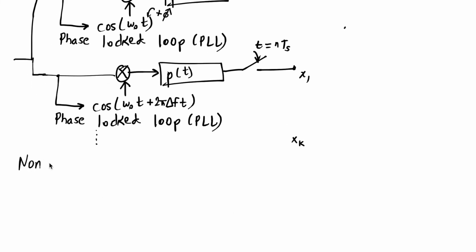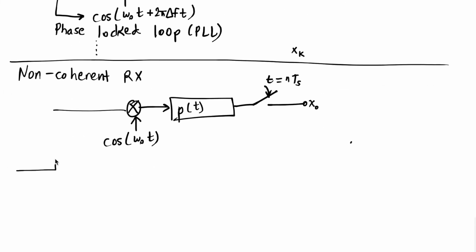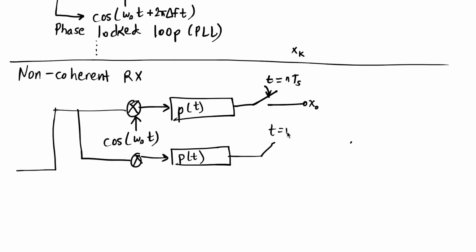And one way to avoid it then is the non-coherent receiver. So in the non-coherent receiver, instead of having a phase lock loop, we do something else. Instead, we have both a cosine and a sine.